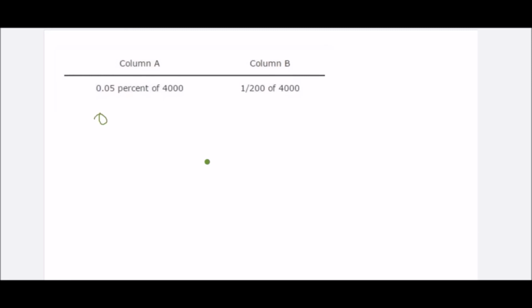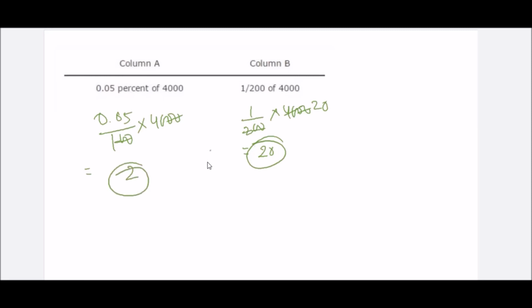For column A, 0.05% of 4000. Here 1 by 200 of 4000. So here 20 is eliminated. Here it also 20 is eliminated. So 40 divided by 2, it will become 20. So answer will be 20 for quantity B, and here we have to multiply it. It will become 2. So option B is greater. Answer will be B. So here is the end of part 1 of percents and ratio.